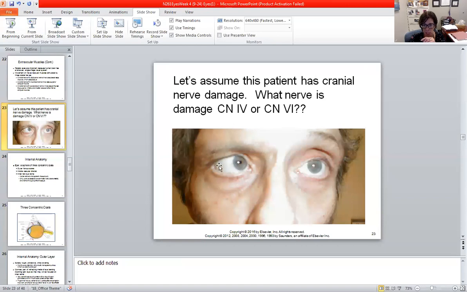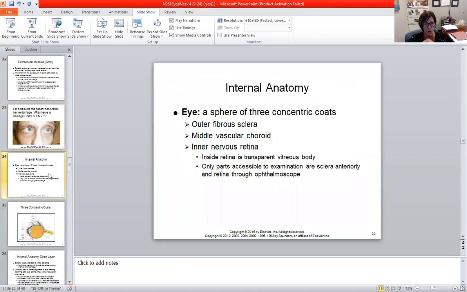It's actually 6. Because think about the tug of war. 4 won the tug of war. That's why the eye is looking towards the nose. It would actually be looking down a little bit. I couldn't find a great picture. But again, we'll revisit that, but it's kind of important to know our cranial nerves.